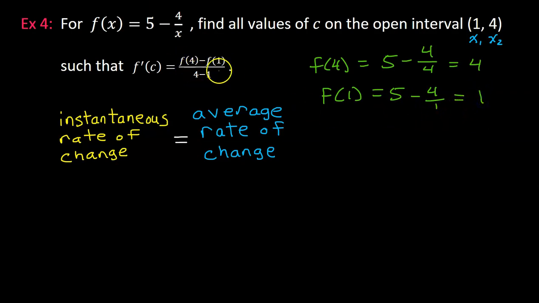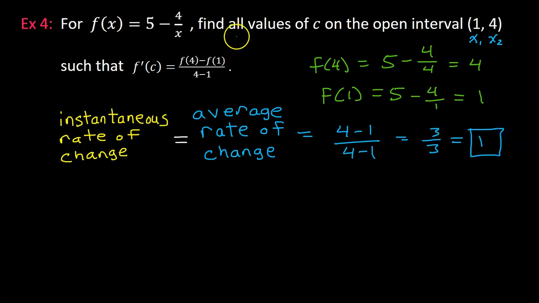So the average rate of change, which is just the slope, y minus y divided by x minus x, is going to equal 4 minus 1 divided by 4 minus 1. And of course that's going to equal 3 over 3, which equals 1. So this is the average rate of change. So we need to find all values of c such that the derivative is equal to 1. So now it's time to find the derivative.